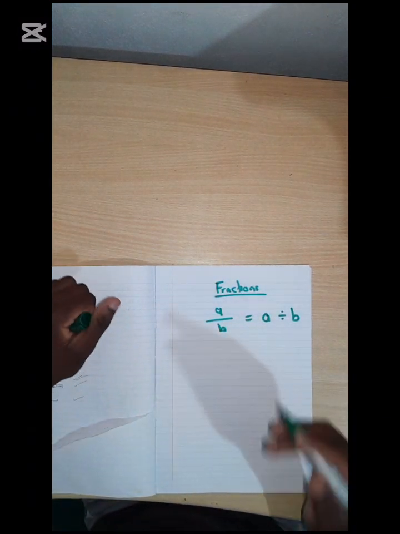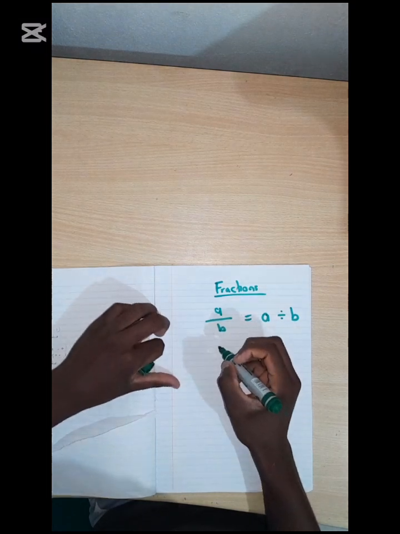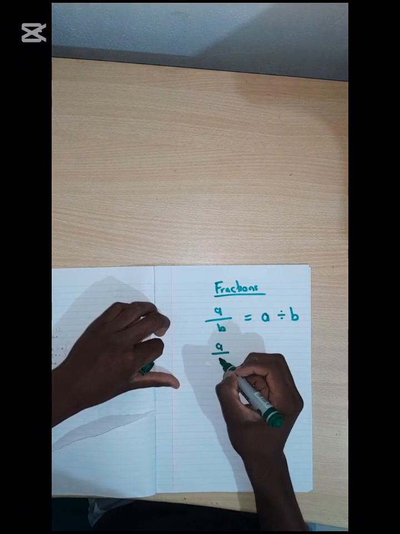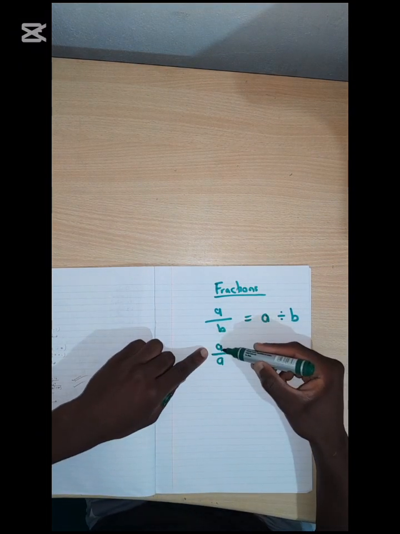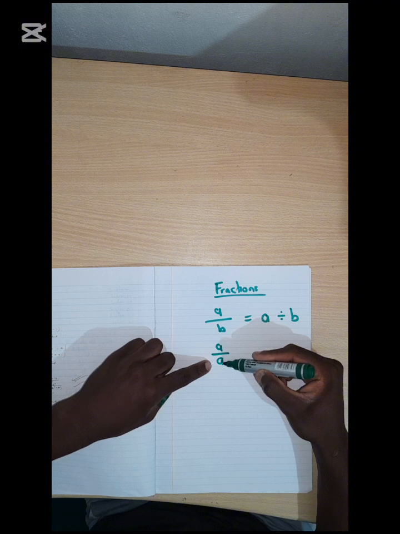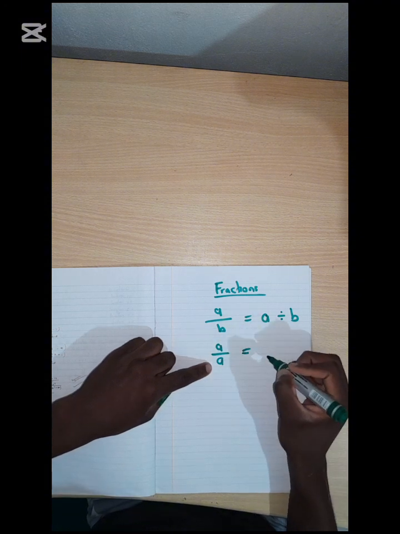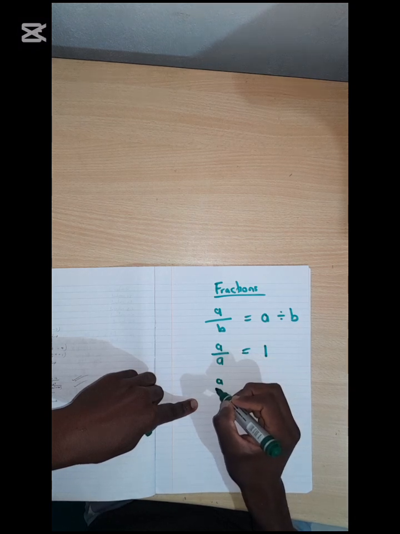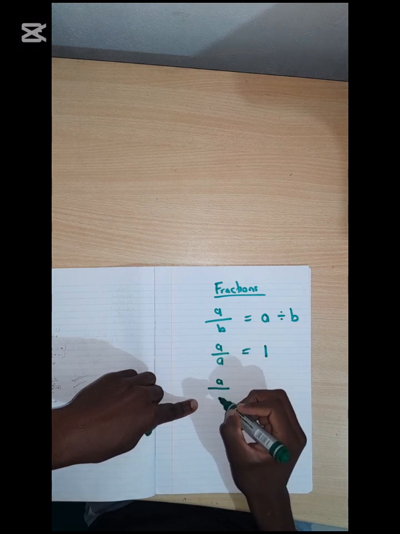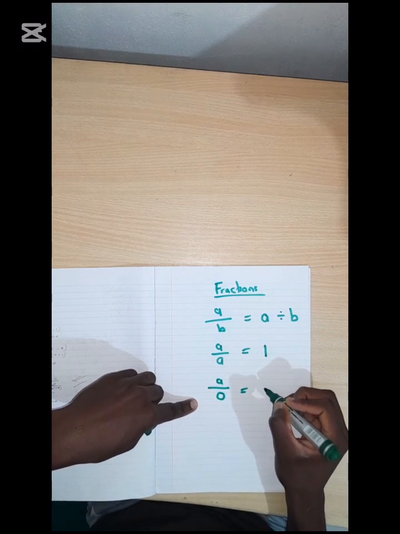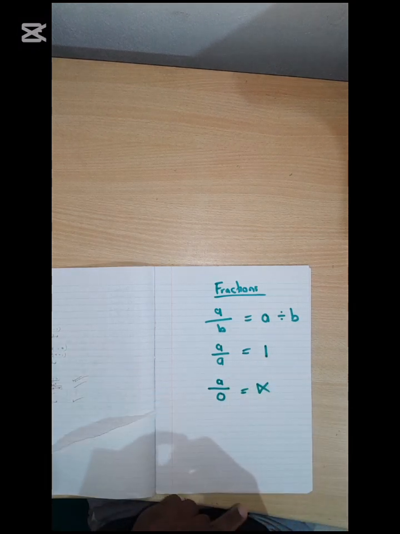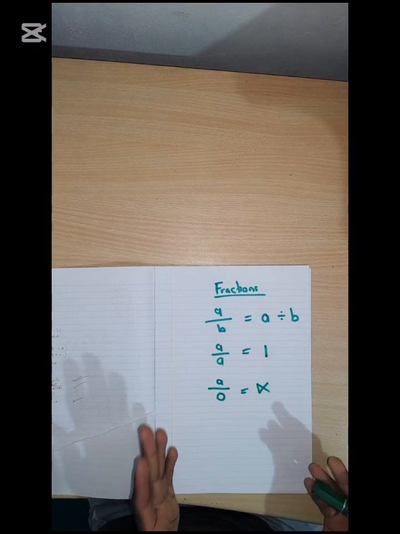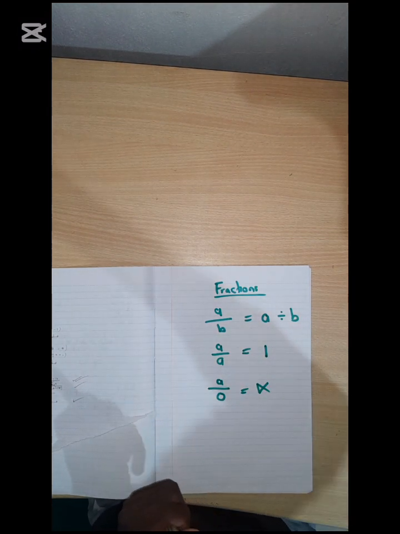Now, the second thing you need to know about fractions is that when the numerator and the denominator are the same, for example, A is the numerator and A is the denominator, then that fraction equates to 1. But if the numerator is a certain number and the denominator is 0, then that fraction is undefined. These are some basic things you need to understand and know about fractions.